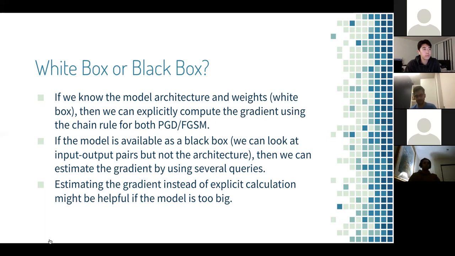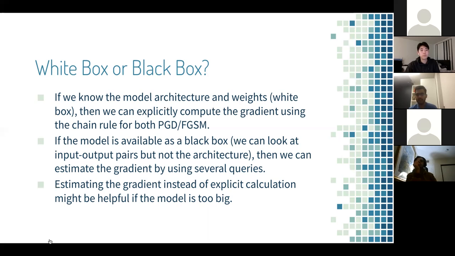Note that this is also helpful even if you know the model architecture. We've gone over how it's very expensive to do backprop so many times. So even if it's a huge model you're trying to attack, I don't know, GPT-3 or BERT, instead of explicitly calculating the gradients, it might be helpful to just look at the input-output pairs and use that to construct your adversarial examples, because it does not require nearly as much computational power. So even if you have access to the model information, it might be helpful to construct a black box attack.